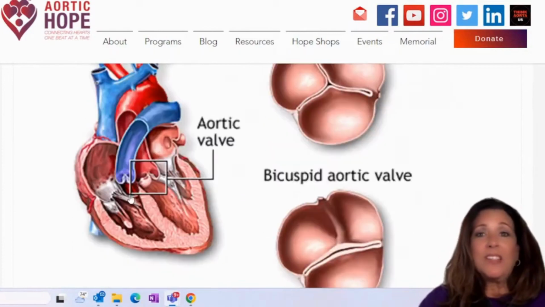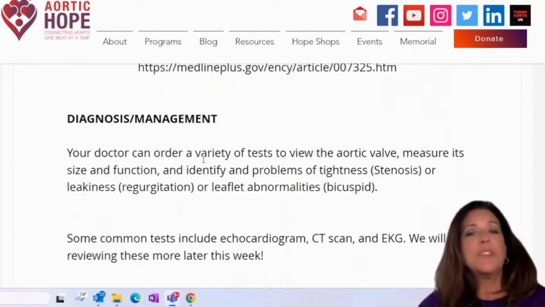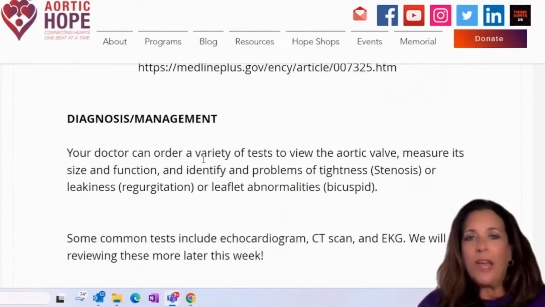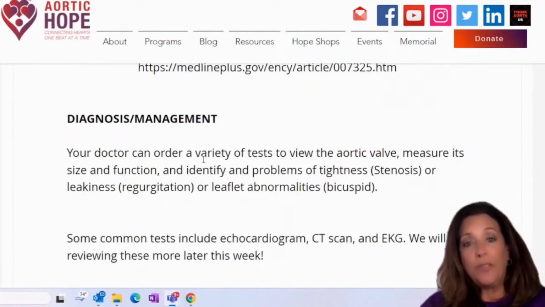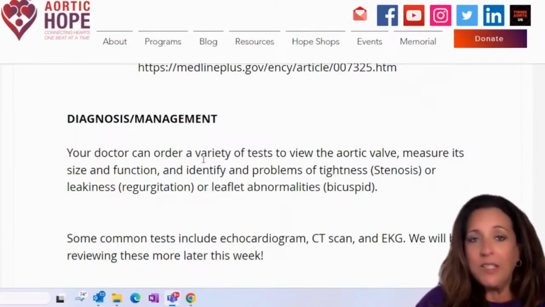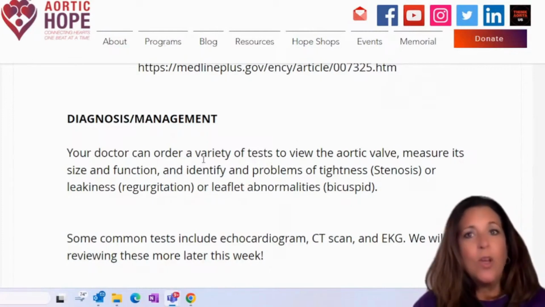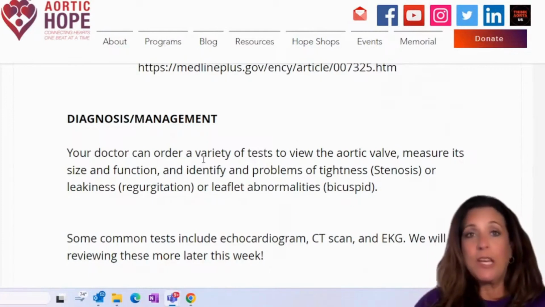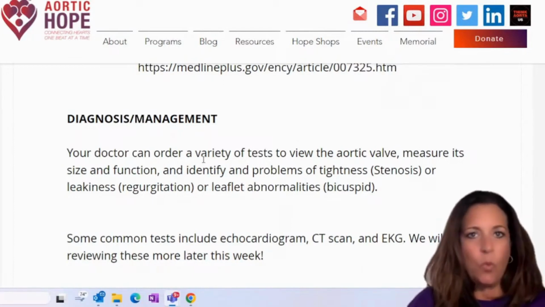This is just the way it is. And this is the area, again, where these mechanics happen. Diagnosis and management. So your doctor can actually order a variety of tests to review and look at the aortic valve, measure its size and its function, and identify if there are problems of tightness, which would be stenosis, or leakiness, which is regurgitation, or leaflet abnormalities, which would be bicuspid or a different type of cusp situation.